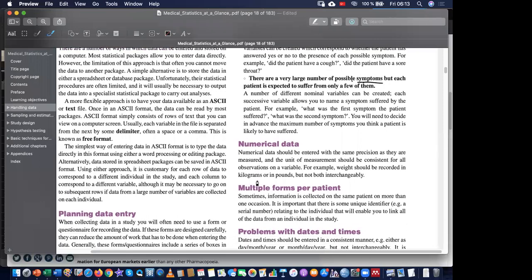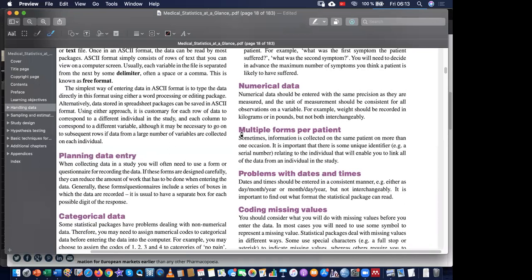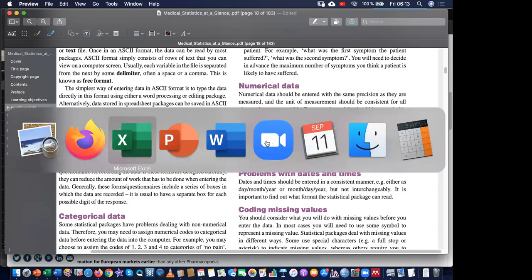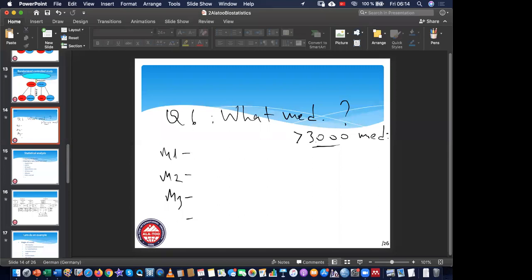The other issue is that sometimes you may have multiple forms per patient. What does it mean? Multiple forms per patient means you make repeated measurements in one patient. You ask the same questions again and again. You ask, what medications do you use today? And after 1 month, you ask it again. You repeat the measurements.